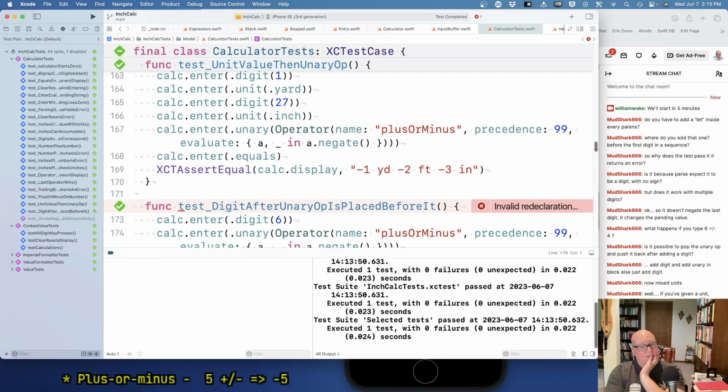Yeah, that's true. Okay, then let's just document what happens. Digit after unary op on unit is placed, is left where it is.